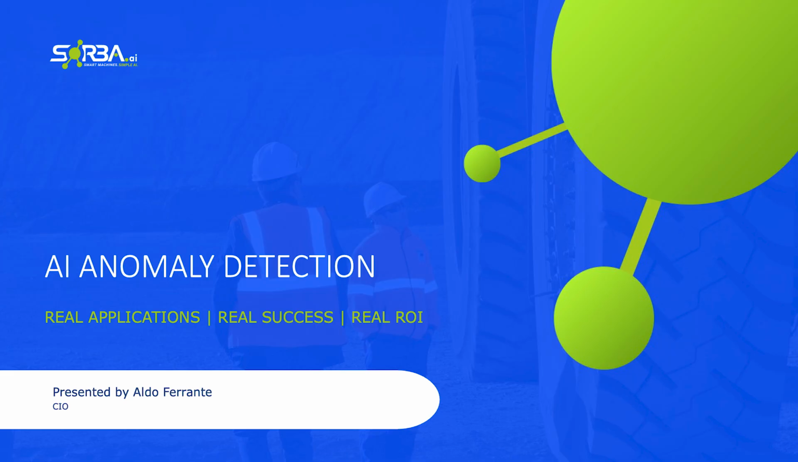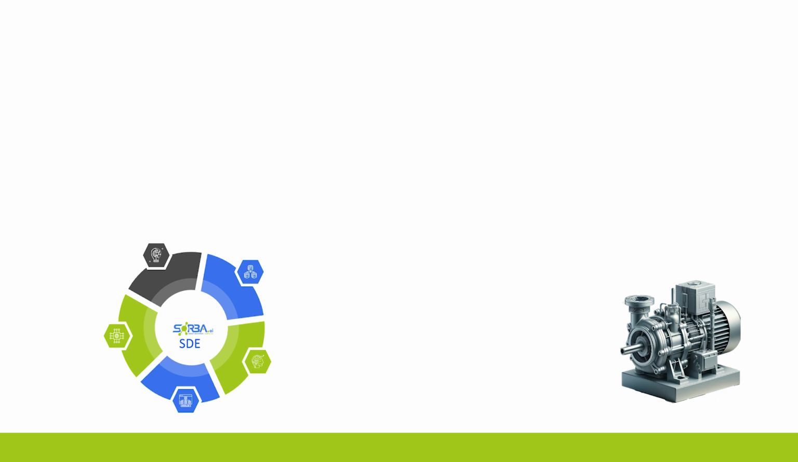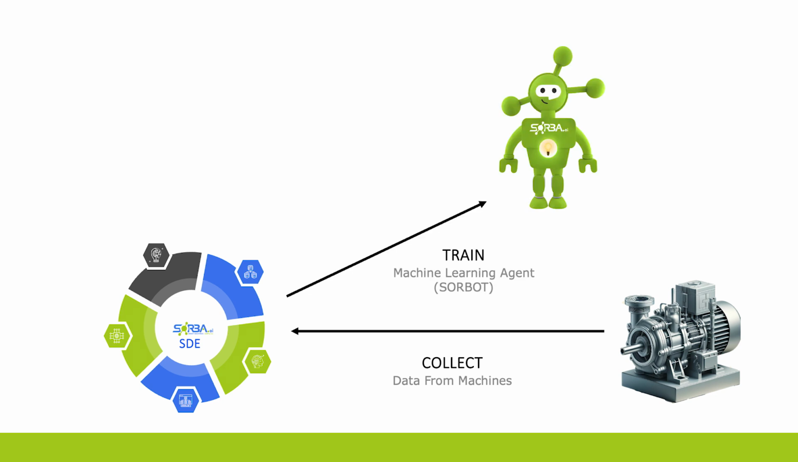Going to demonstrate the SORBA SDE and how to configure and set up a machine learning model to autonomously relearn and auto-train. In this example, we're going to use a pump as our asset, and the pump is going to be connected to a SORBA SDE, which is an on-prem software that collects data from the pump through some type of connection, whether it's Ethernet IP, Profinet, Modbus, SCADA, OPC UA, whatever the connection is to capture that data. SORBA collects the data and then uses that data to train a machine learning model.